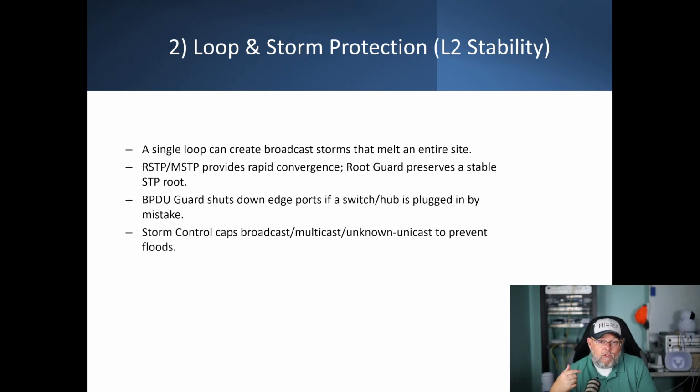So you're going to want some sort of spanning tree. So here we talk about rapid and multi-VLAN, but it's going to provide rapid convergence, and root guard is going to preserve a stable spanning tree root. BPDU guard shuts down edge ports if there's a switch or a hub plugged in by mistake.